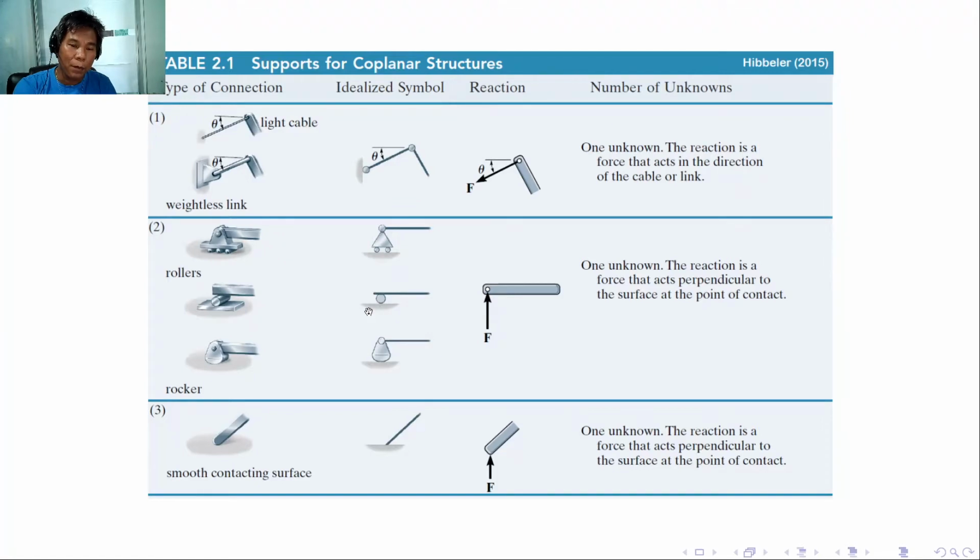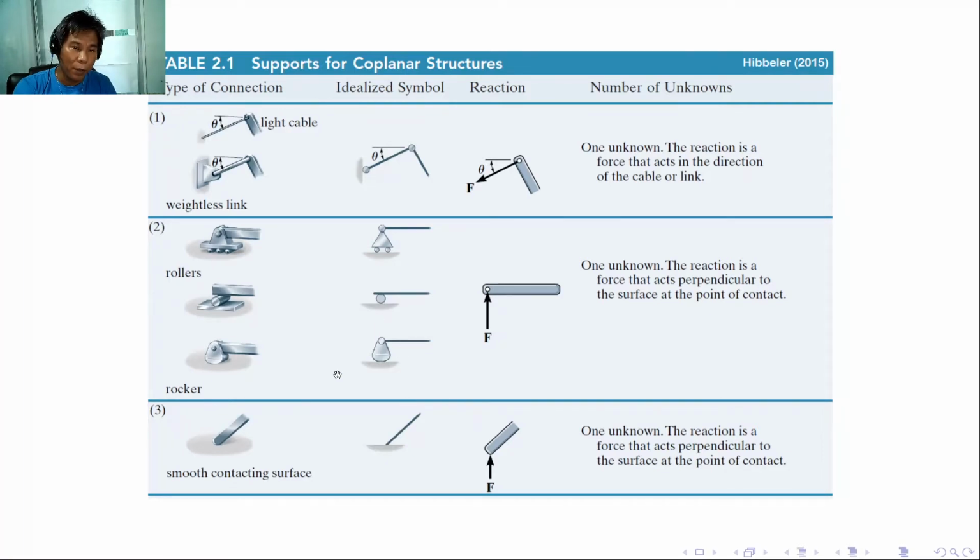Here, in the diagram, the surfaces are all horizontal. So that's why the reaction is perpendicular to the horizontal, which is vertical. But if your surfaces are inclined, then the reaction force should be perpendicular to the inclined surface.